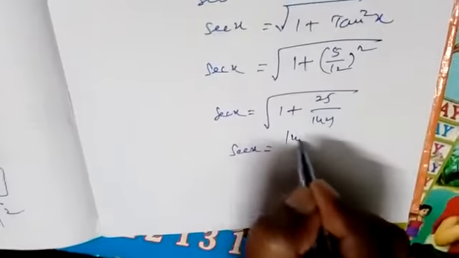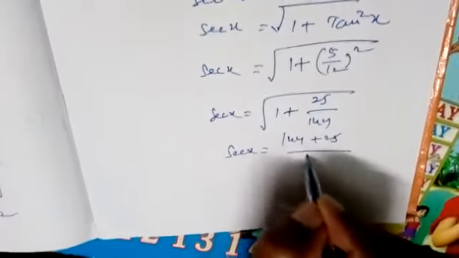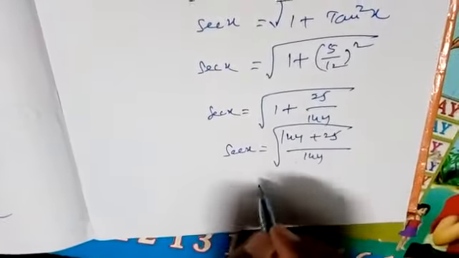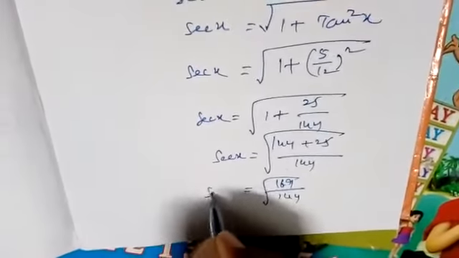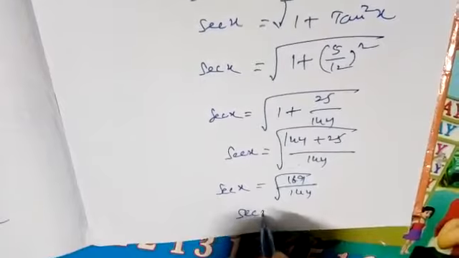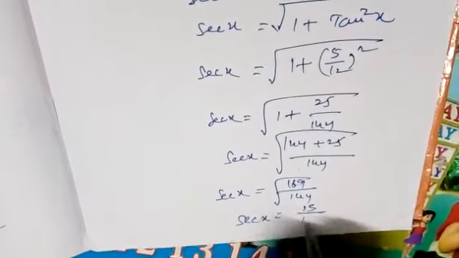So secant x is equal to square root of (144 plus 25) by 144. So 169 by 144. So secant x is equal to 13 by 12.